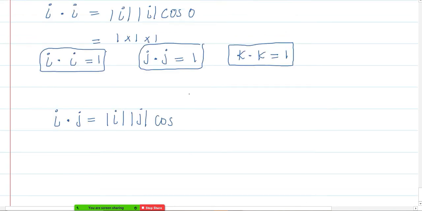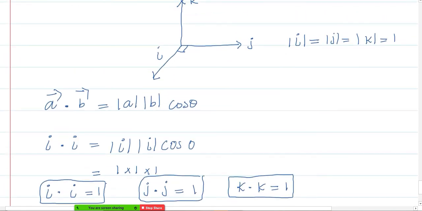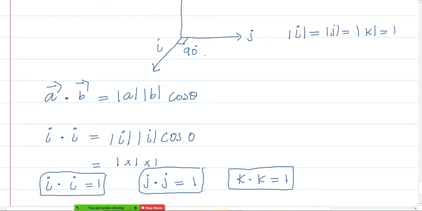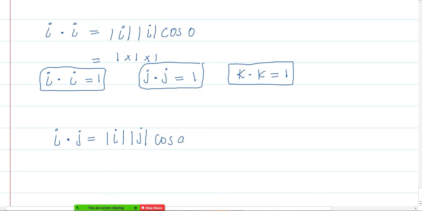Look at the diagram. The angle between i and j is 90 degrees or pi by 2 radians. So you can use cos of 90 degrees here. Hope you remember cos 90 is 0. So if you apply the dot product of i vector and j vector, or any two perpendicular vectors, as we already saw, you will get 0 because the modulus of i is 1, the modulus of j is 1, and cos 90 is 0. So i vector dot j vector is 0.